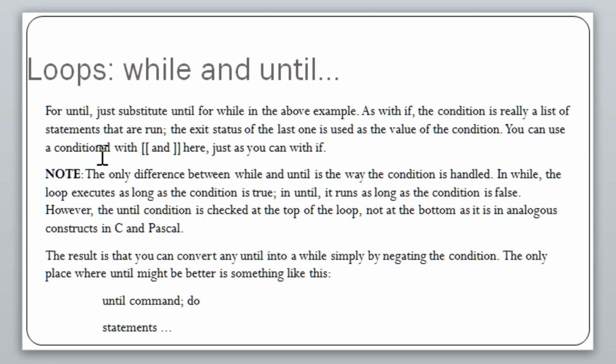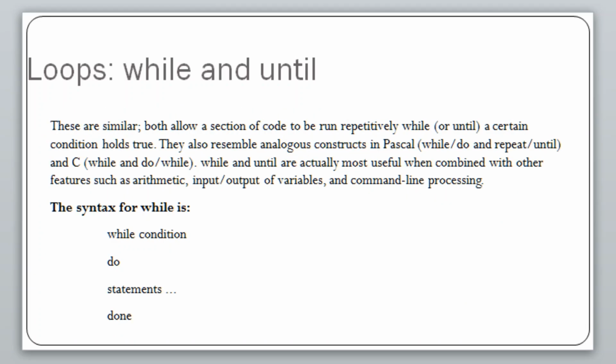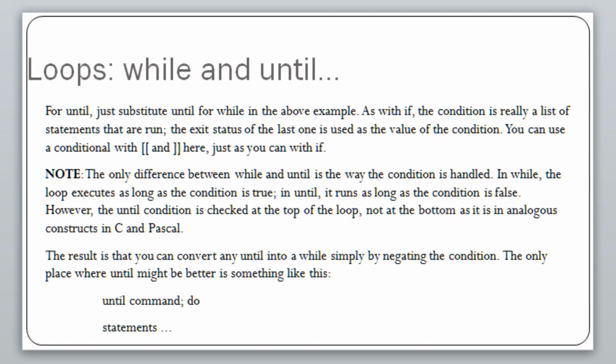For until, you just substitute until for while in the above example, and you have the same setup. Everything else remains exactly the same. As with if, the condition is really a list of statements that are run. The exit status of the last one is used as the value of the condition. You can use a condition with the double brackets, just as you can with if statements.